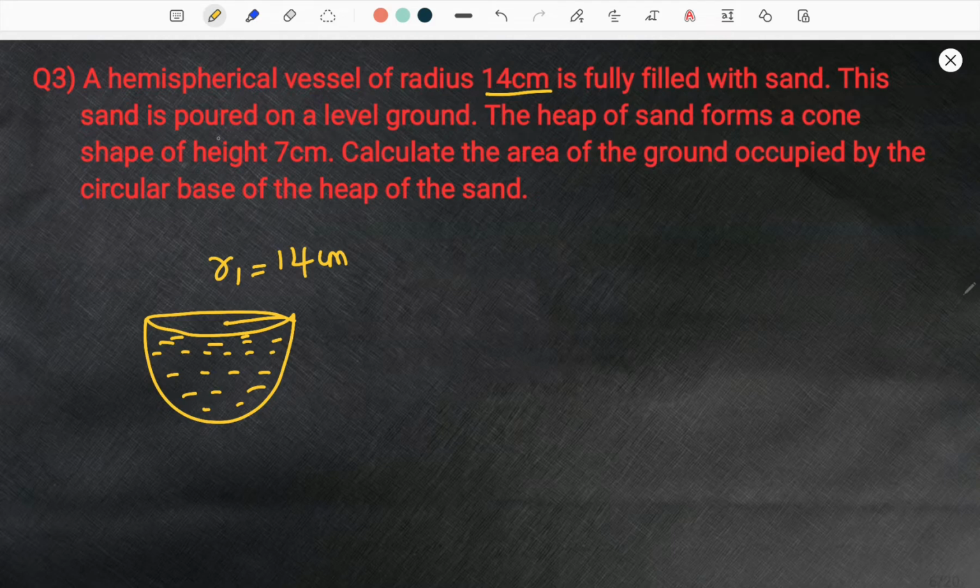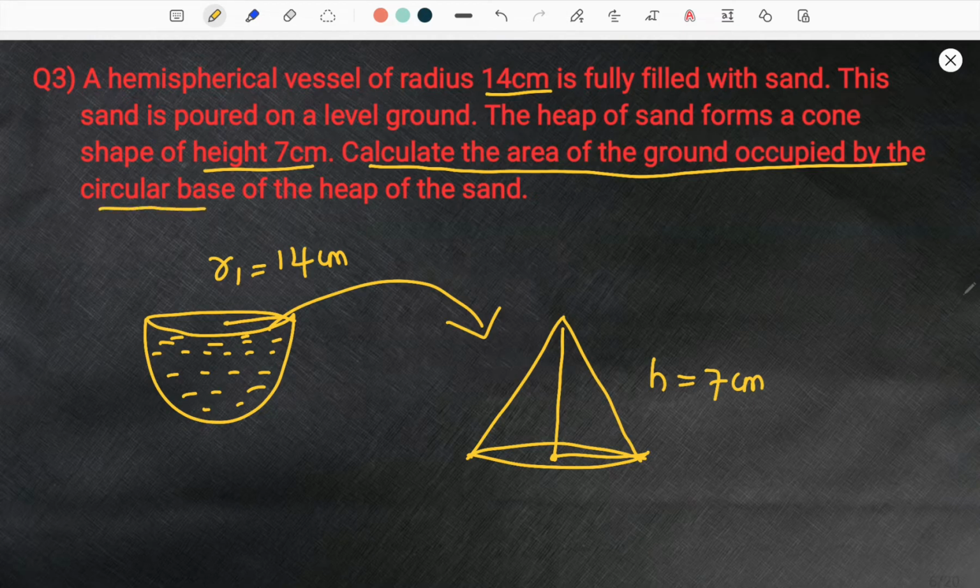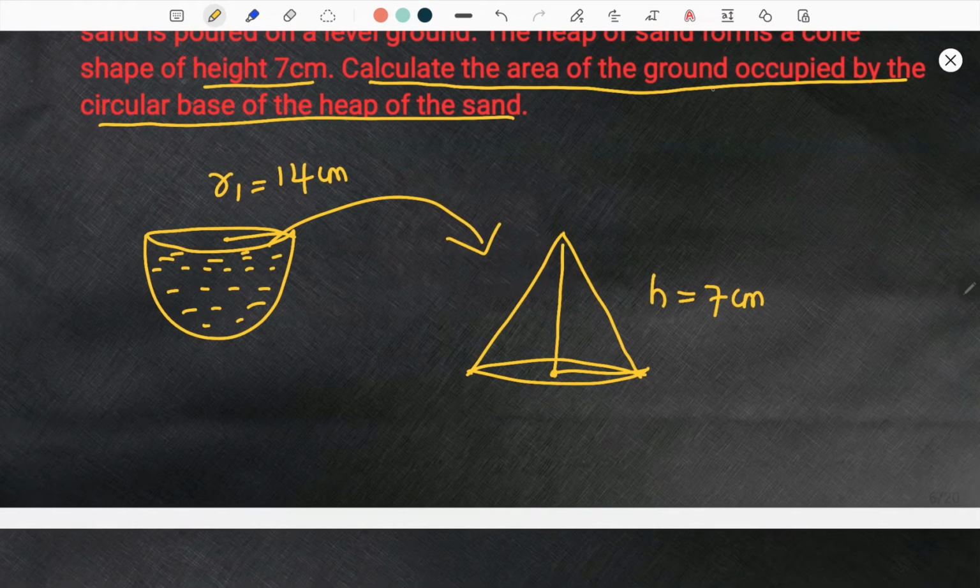Now this sand is poured on a level ground. The heap of the sand forms a cone shape of height 7 centimeter. Okay, a cone is formed. Do you know when you pour the sand, a cone is formed? What is the height of that? The height of that is given. So the height is 7 centimeter. Alright, calculate the area of the ground occupied by the circular base of the heap of sand. That is like how much area it has covered. That is pi r square. Pi r square is equal to question mark, they are asking.